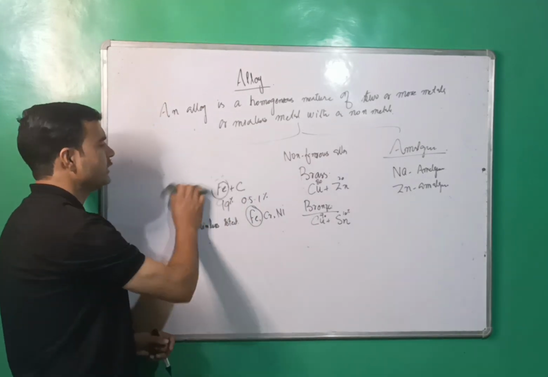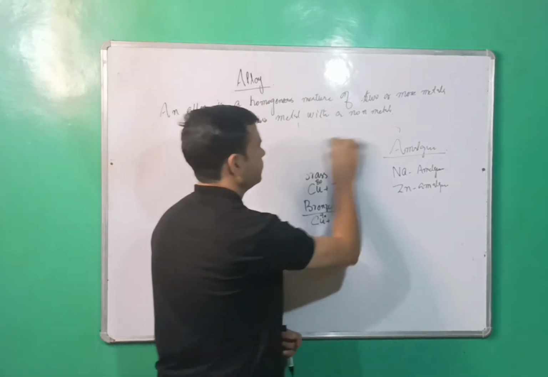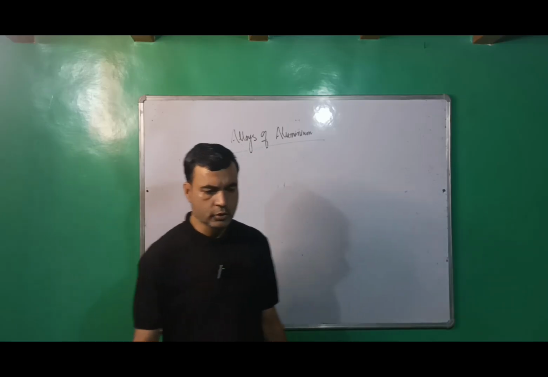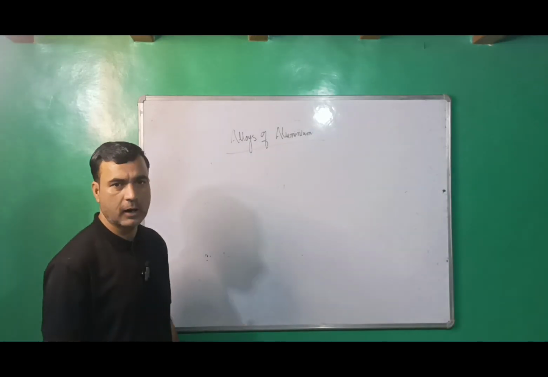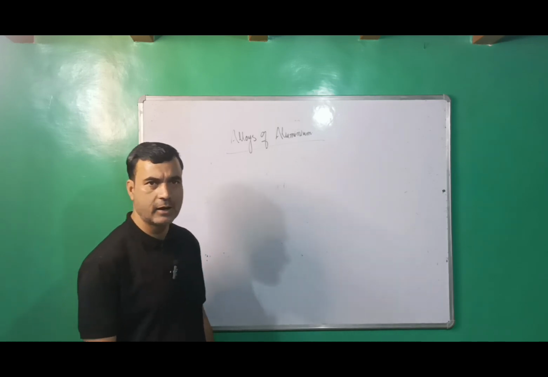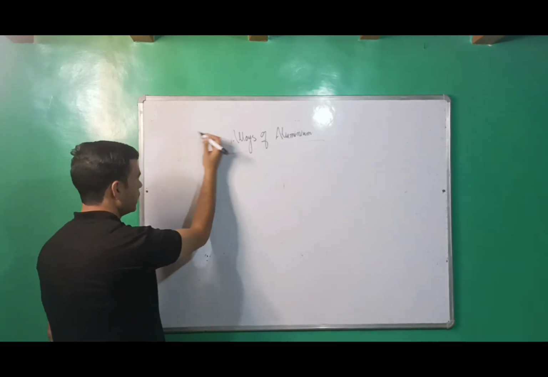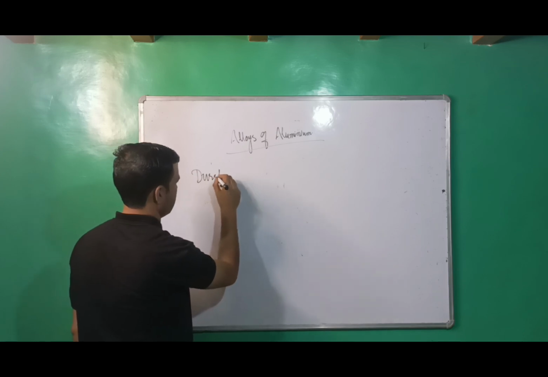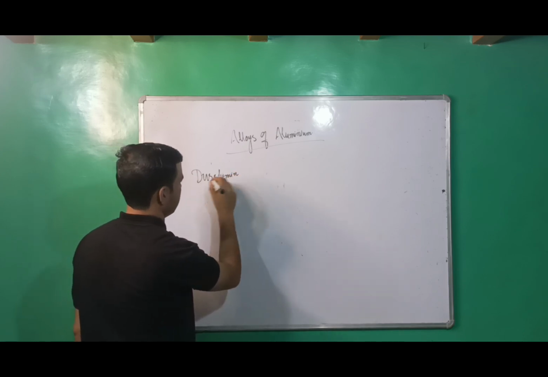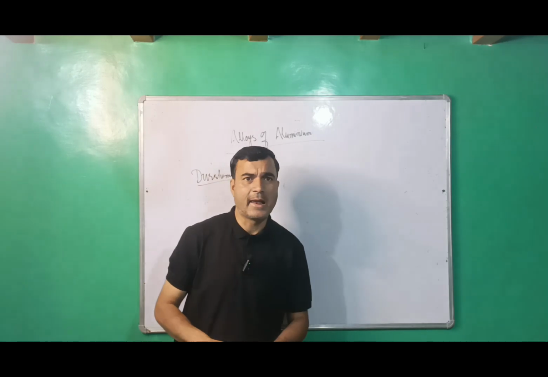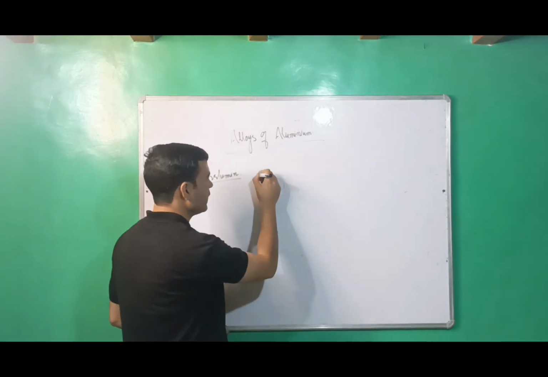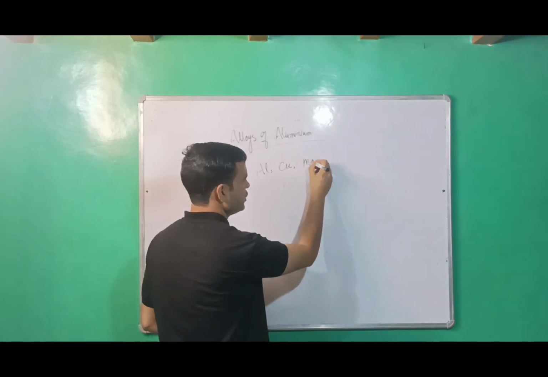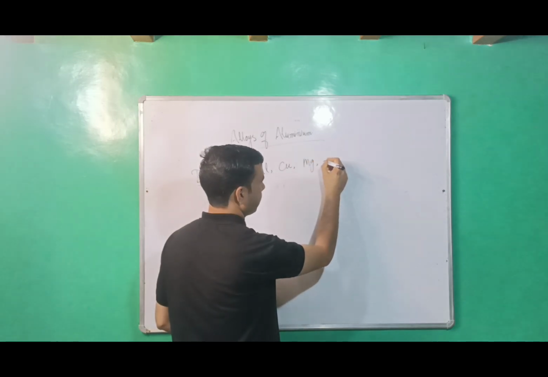Why are we making these alloys? We are going to discuss now the alloys of aluminum. There are some important alloys of aluminum. The first one is duralumin. Duralumin is an alloy. It contains aluminum, copper, magnesium, and manganese.